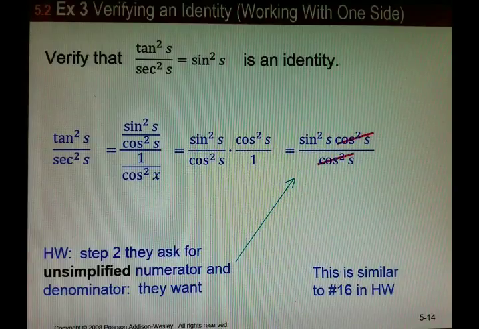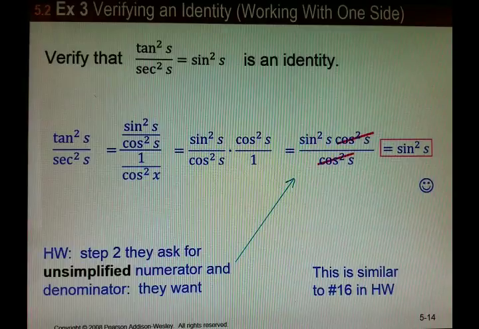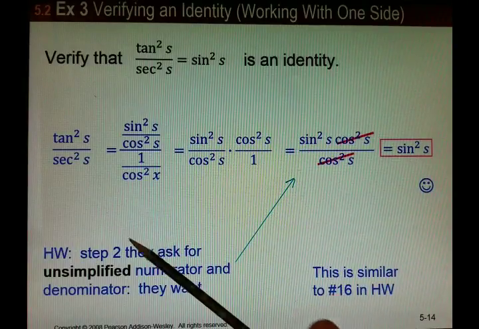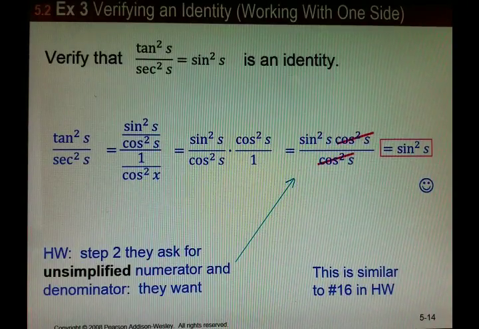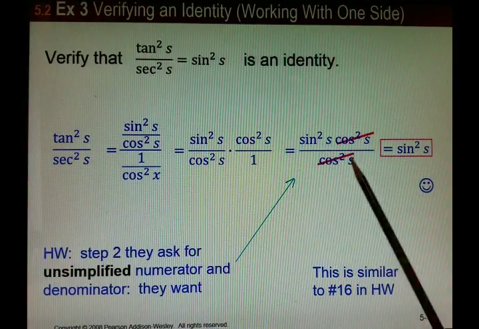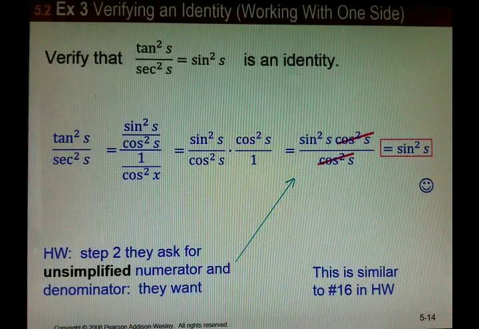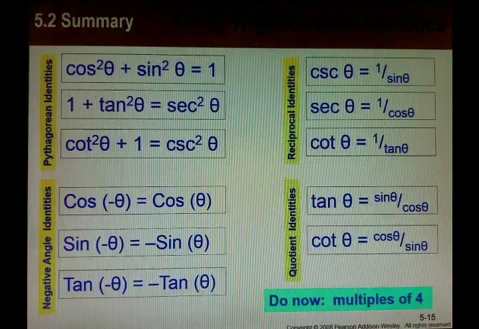Now we'll do our reducing, and then we'll have our final answer. So again, step 1 will be to use your quotient and reciprocal identities. Step 2, they want the unsimplified numerator and denominator, like this, before you reduce this off. And then step 3 is going to be what's the final answer.